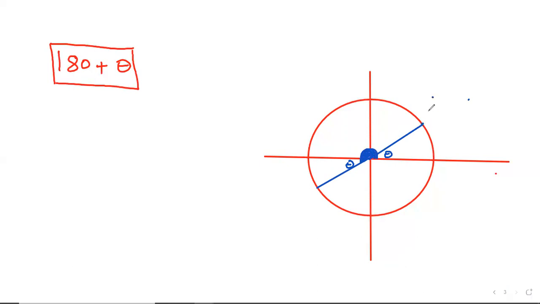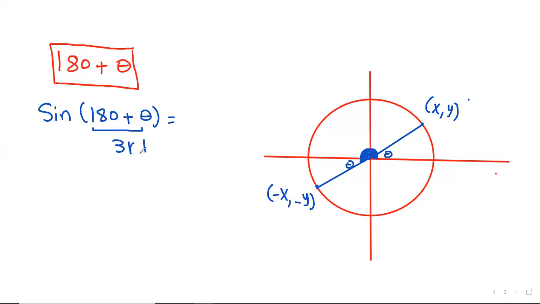This point is x and y, and this point is negative x and negative y. So sine 180 plus theta: 180 plus theta lies in the third quadrant, as you see. And sine in the third quadrant is negative. So sine 180 plus theta is negative what? Negative y, because here we have y and here we have negative y. So sine 180 plus theta equals negative sine theta.